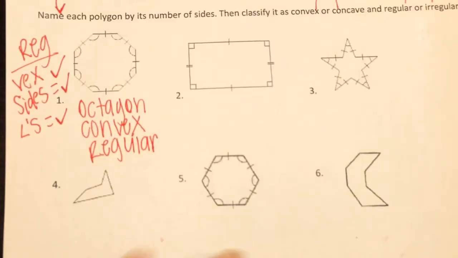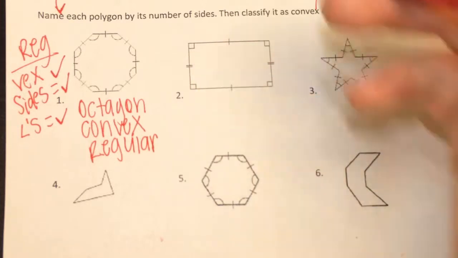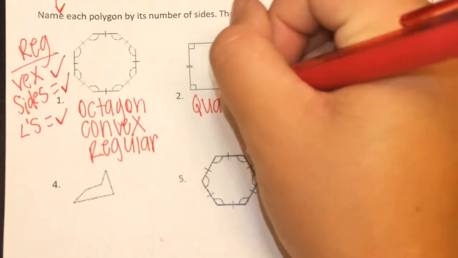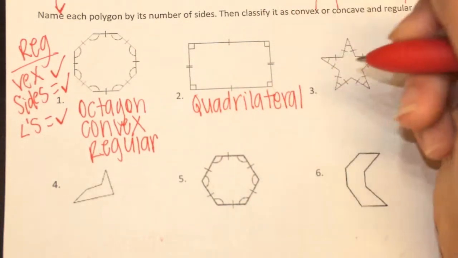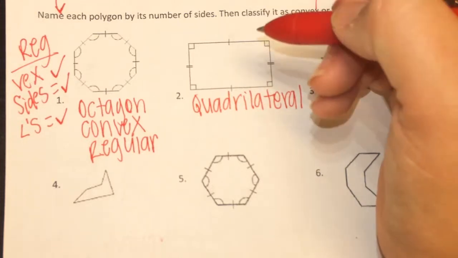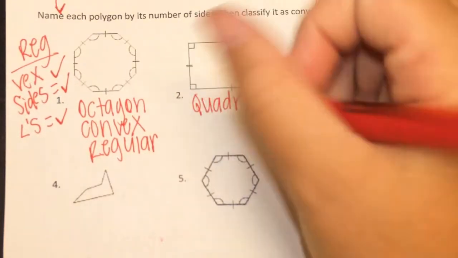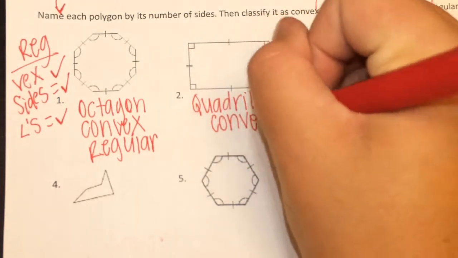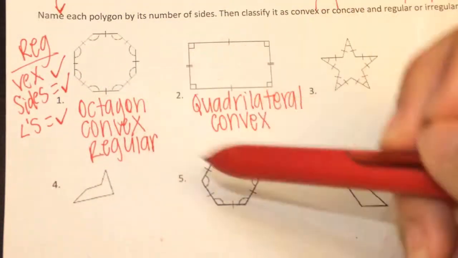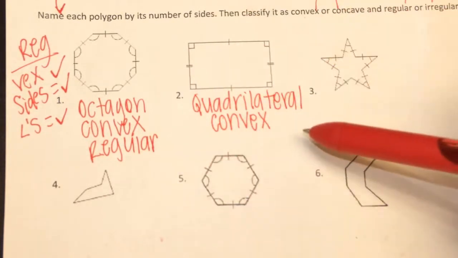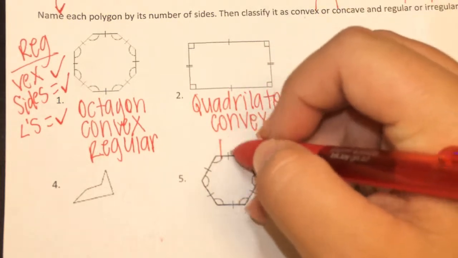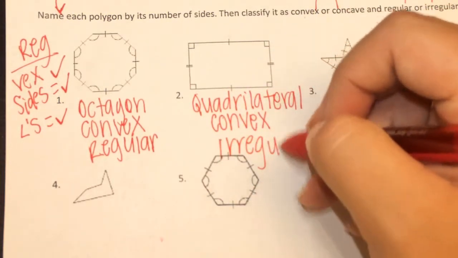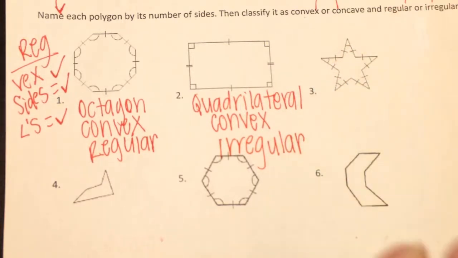Okay, look at 2. What is the name of this guy? Quadrilateral. Is it concave or convex? Convex. I can't draw a cave anywhere. There's no openings where I could. Now, I'm not always going to do this little check mark. Are the sides all equal? All sides are equal? No. So guess what? Automatically it is irregular. Do y'all understand what I mean by the cave thing? Yes. Okay.